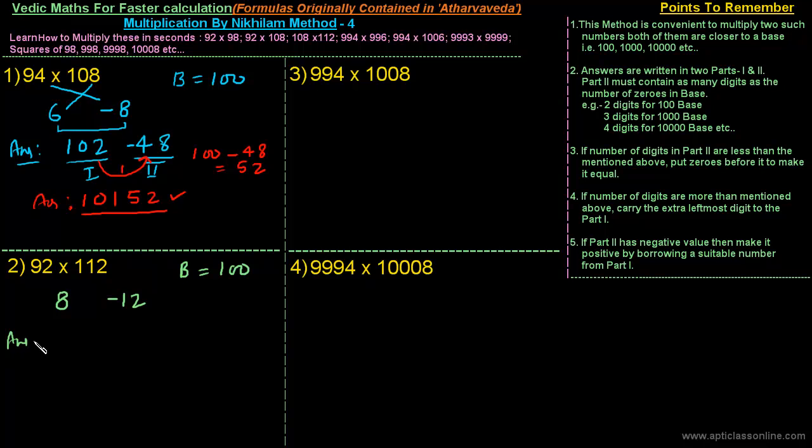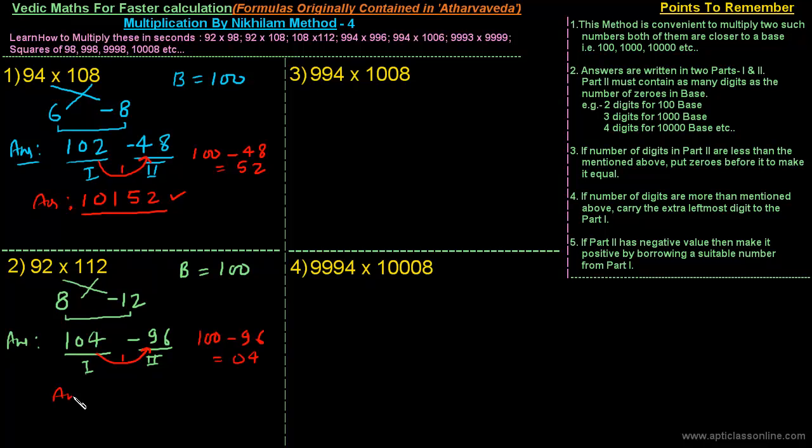Now while writing down the answer, the first part will be the difference of 92 and minus 12, or 112 and 8, which is 104. That is the first part. The second part is the multiplication of 8 and minus 12, that is minus 96. But when the second part is negative, we have to borrow a suitable number from part 1. If you borrow 1, it will become 100 here, because the value of part 1 is 100 times part 2. So when 100 is added to the second part, it will become 4, or 04.